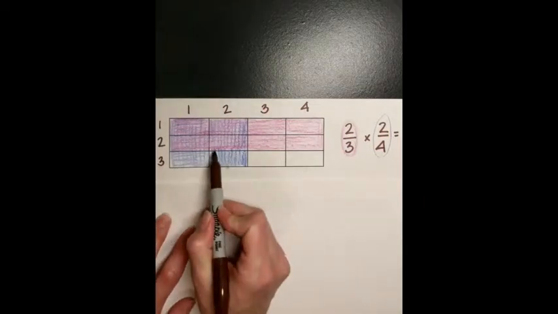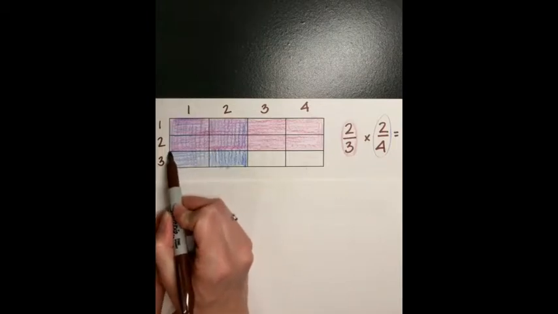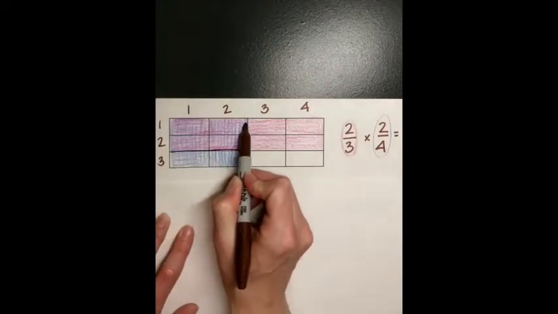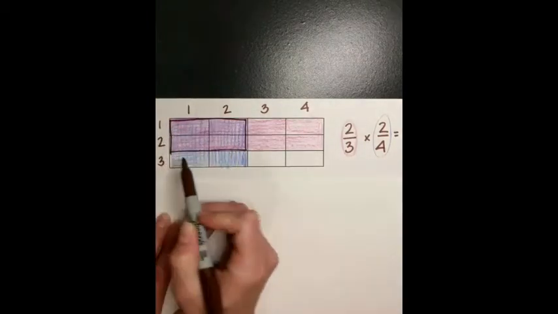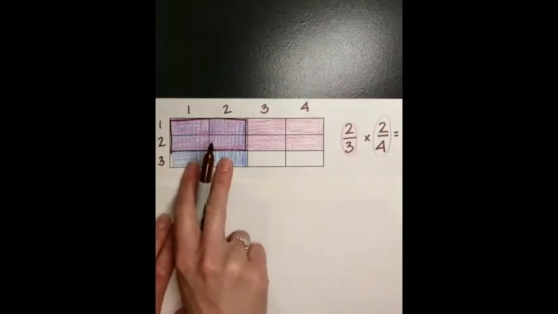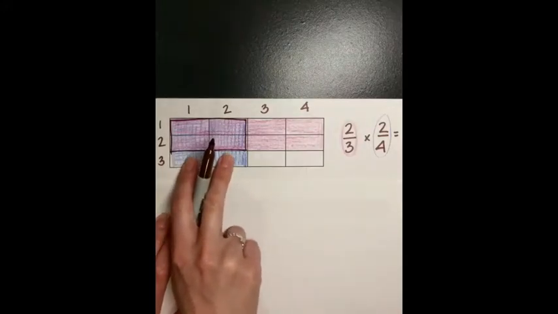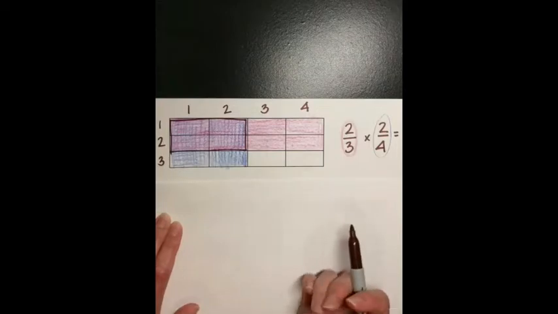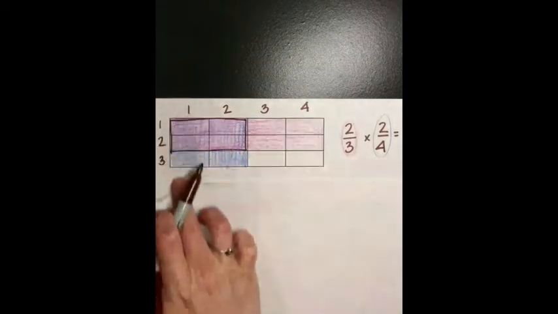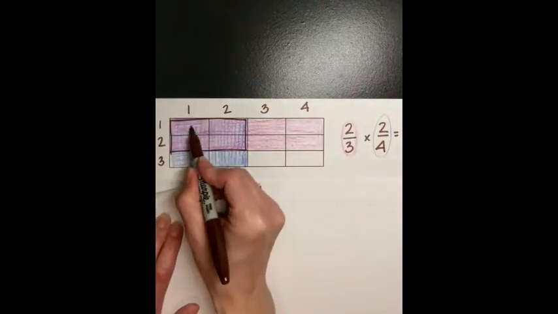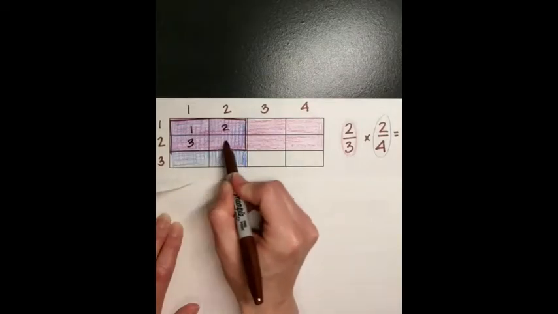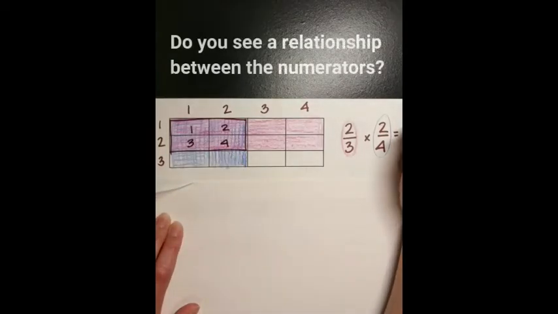To find my product, or to determine what it is, I need to find the part where I have both red and blue. It sort of makes this purpley color. So the section where I have the overlap. I have 2/3 of 2/4 being shown right here. What is that? Now look back to the whole.